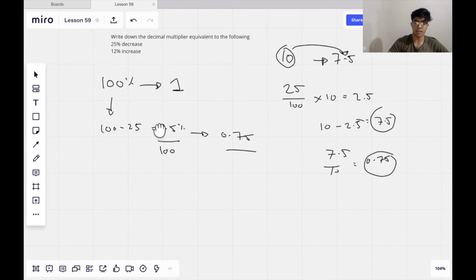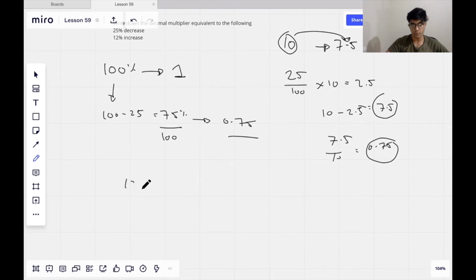If we have a 12% increase now, we start off again, remember, with 100%. We've increased it by 12%, so we get to 112%. And we just convert this into a decimal.